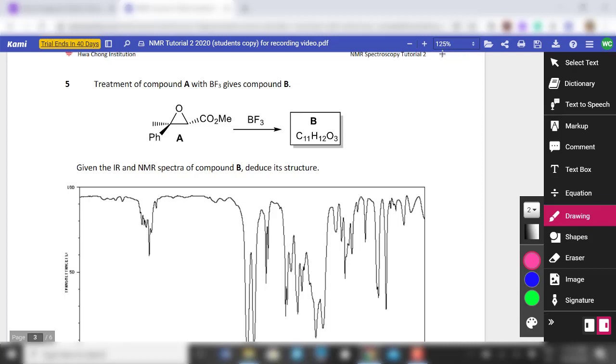Okay, the next example will be question 5. Again, very fortunate we are given the molecular formula of the final products that we are supposed to find out. C11H12O3, if you do a quick calculation here, you will get a degree of unsaturation of 6. So again, we will just follow the same protocol.